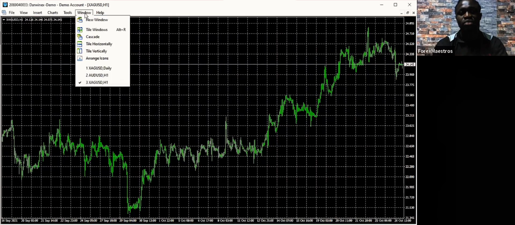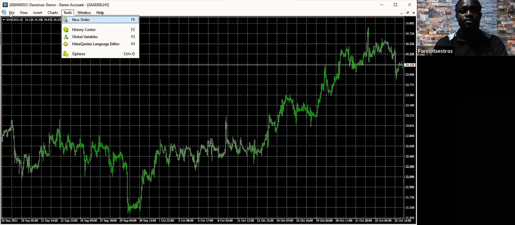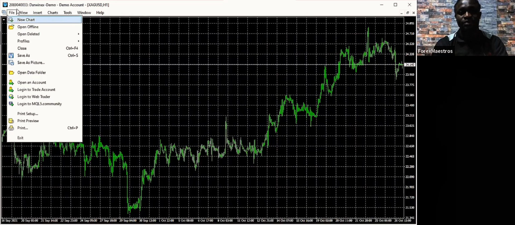And then you have the windows, tile windows. If you have more than one chart, you can decide how you want it to be done. And then you have your help. If you have any challenge, almost all platforms have a help center. You can always ask questions or find out, read about all the stuff. Okay, so I've shown what this is now.